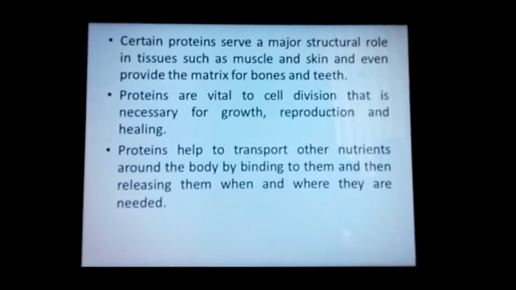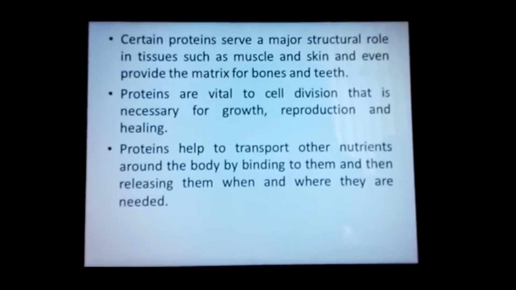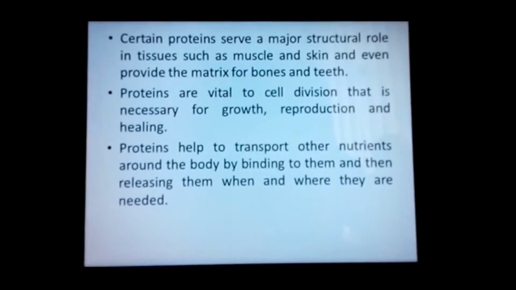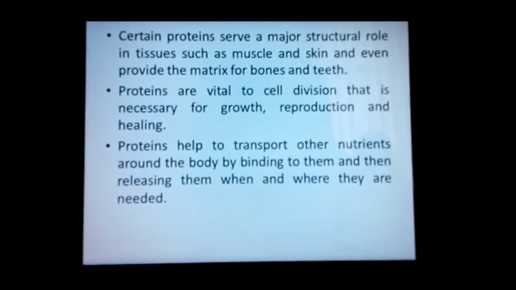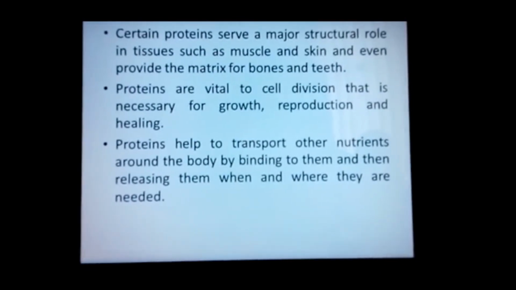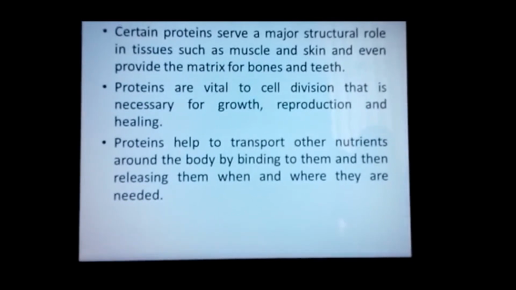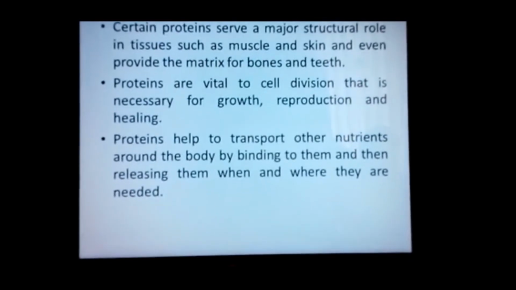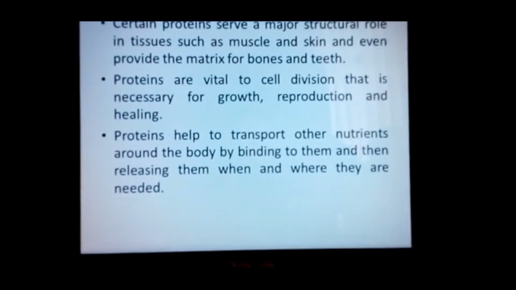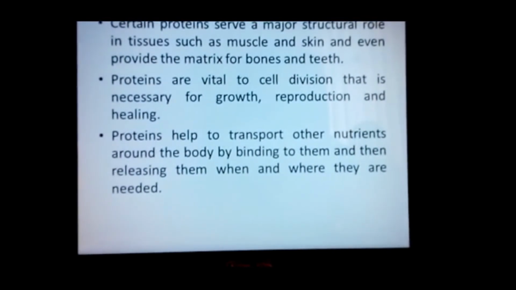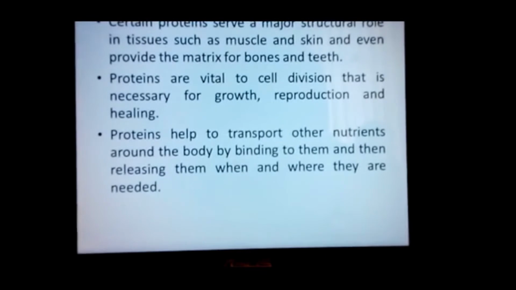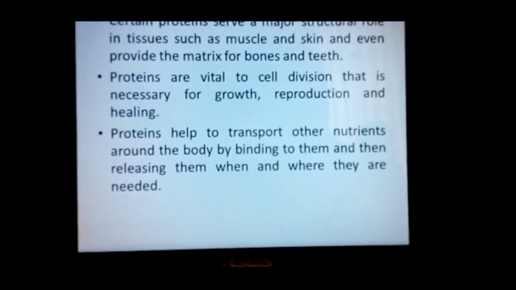Certain proteins serve a major structural role in tissues such as muscle and skin, and even provide the matrix for bones and teeth. Proteins are vital to cell division that is necessary for growth, reproduction, and healing. Proteins help to transport other nutrients around the body by binding to them and then releasing them when and where they are needed.